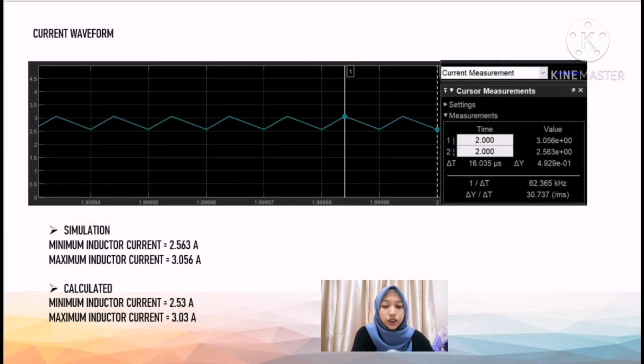This is the current waveform. For the simulation, minimum inductor current, we got 2.563 ampere, while the maximum inductor current is 3.056 ampere. The calculated value, minimum inductor current is 2.53 ampere, while the maximum inductor current is 3.03 ampere. So the value for calculated and also the simulation is just a small difference, but I think that the value for simulation and also the calculation is acceptable as it is only a small difference. So IZZUDIN will tell more about the calculation on how to find the value.